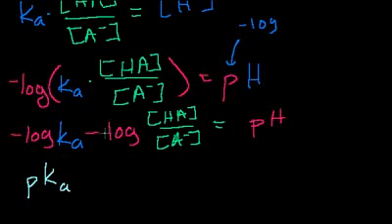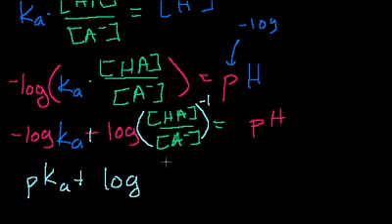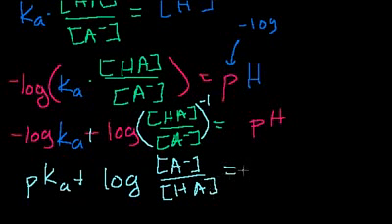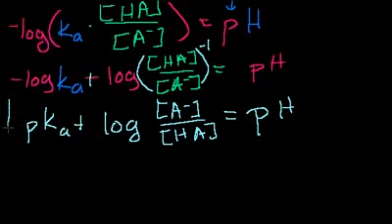And the minus log of HA over A, what we can do is make this a plus and just take this to the minus 1 power. That's just another logarithm property, and you can review the logarithm videos if that confused you. And this to the minus 1 power just means invert this. So we could say plus the logarithm of our conjugate base concentration divided by the weak acid concentration is equal to the pH. And this right here, this is called the Henderson-Hasselbalch equation.